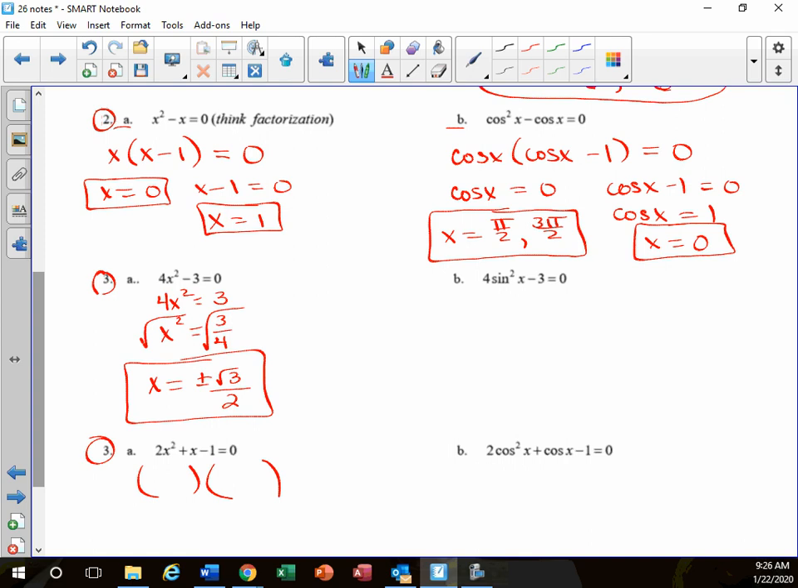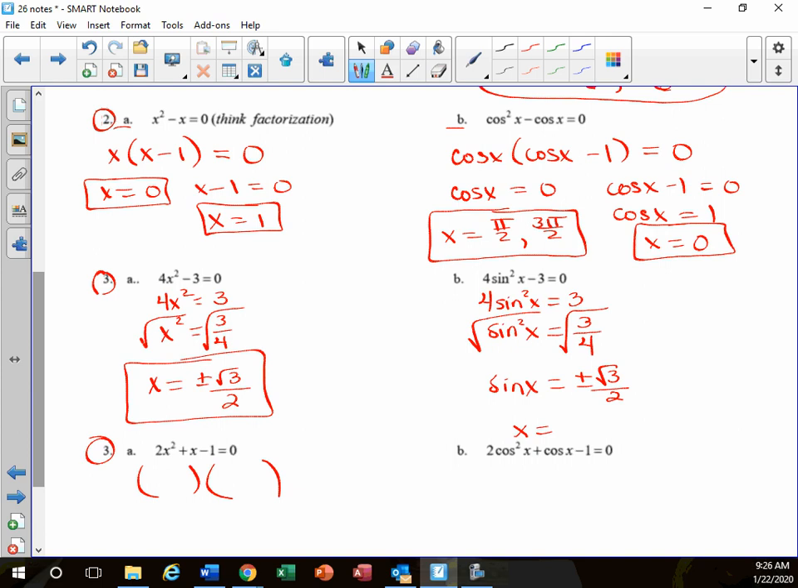Algebraic process, we okay with? Let's do this with sines. So same idea. You're going to add the 3. You're going to divide by 4. Square root. I have sine of x equals plus or minus root 3 over 2. Okay, plus or minus, what does that tell me as far as how many answers you're going to end up with? 4, because it's going to be all the positive answers and the negative answers. So that's 1 from each quadrant.